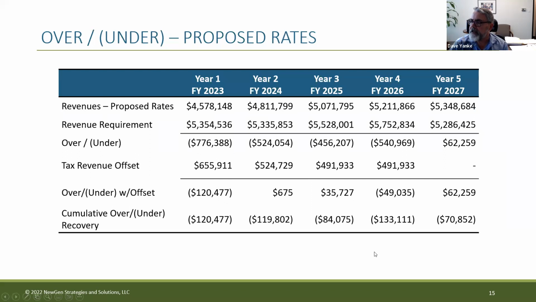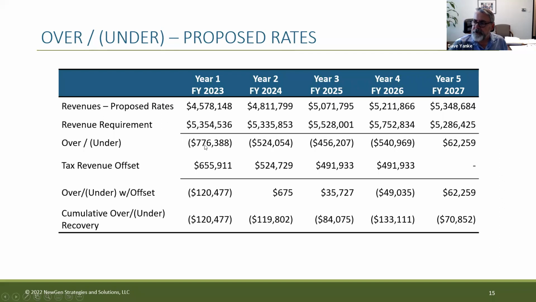Here's the key thing. I know there are a lot of numbers, let me just walk through this. Again, if you look at the second line, this 5.3, 5.5, 5.7, and then again drops when the debt service rolls off. This second line, those are your costs. If you put these rate increases into effect, you're going to grow your revenues to 4.5 million, 4.8, 5, 5.2, a little over 5.3. What's that mean?